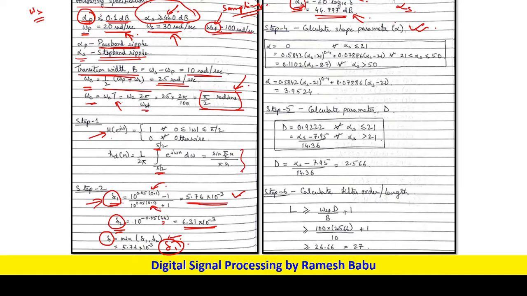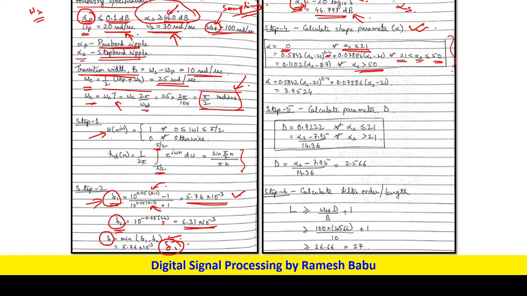After we have calculated this alpha s, we need to calculate the shape parameter alpha. This alpha is equal to 0 for alpha s less than or equal to 21, and then we have 0.5842 multiplied by (alpha s minus 21) to the power 0.4, plus 0.7886 multiplied by (alpha s minus 21), for alpha s values varying from 21 to 50, and for alpha s greater than 50, we would have 0.1102 multiplied by (alpha s minus 8.7).